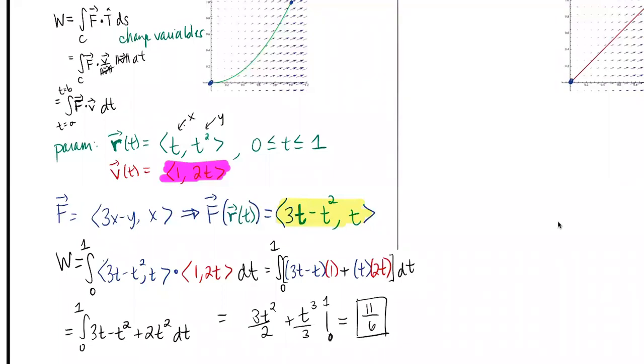So when you expand all that out and you just do the integration, we end up with 11/6. If we were thinking of this as work, and if our force had been given in newtons and our units in meters, then we would say this is 11/6 joules that's done by this vector field along this curve.